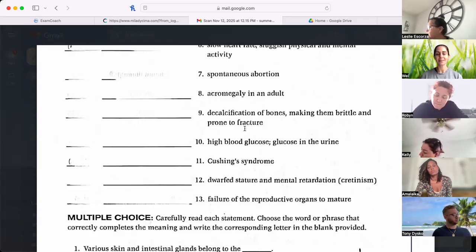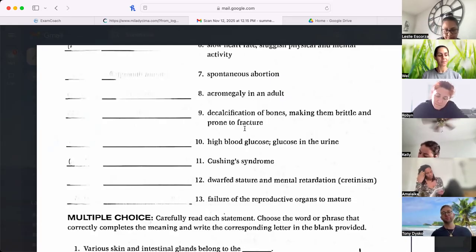Number 10, high blood glucose and glucose in the urine. Hypo, correct? And it's insulin. Yes, our famous diabetes. Beautiful. Number 11, Cushing syndrome. Hyper. It's a hyper.